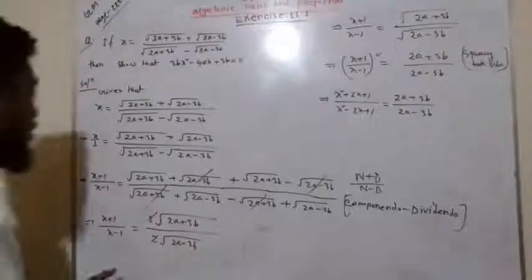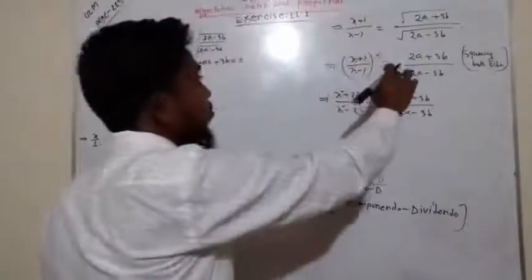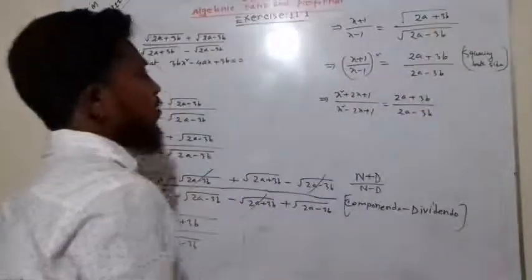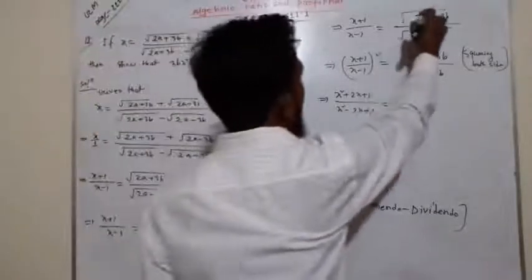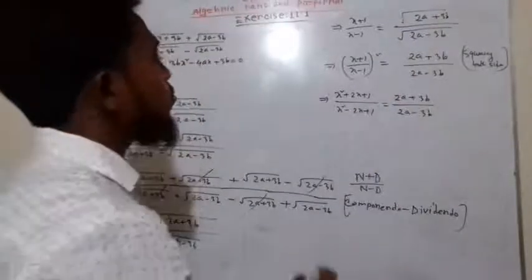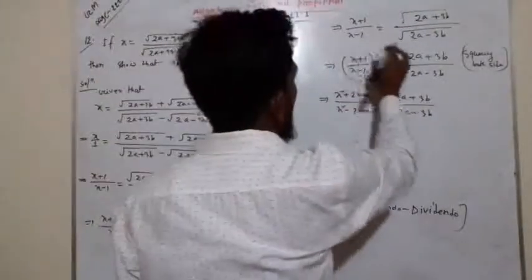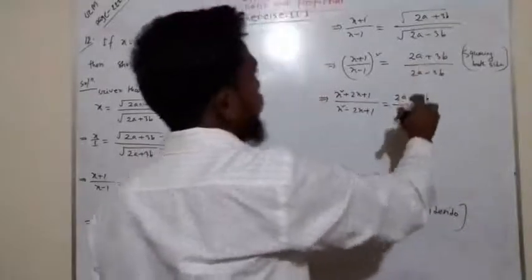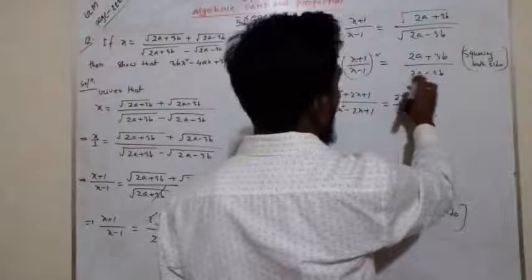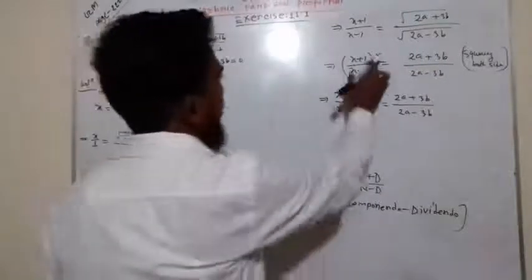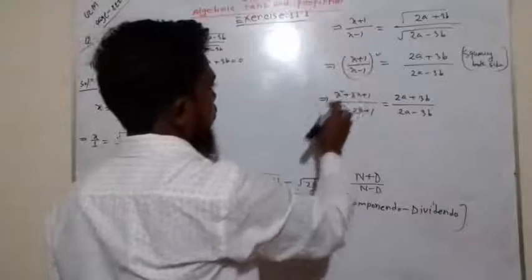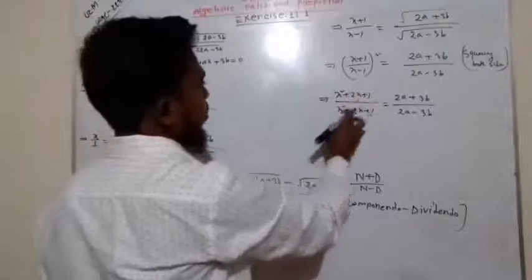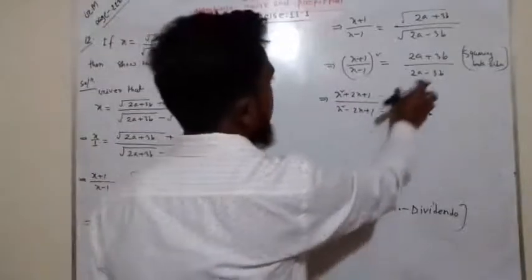So we can write (x + 1) divided by (x - 1) equal to root over (2a plus 3b) divided by (2a minus 3b). Now to remove this square root, we square both sides of this equation: ((x + 1) divided by (x - 1)) whole square equals (2a plus 3b) divided by (2a minus 3b). Here using the (a + b) whole square law, x square plus 2x plus 1 divided by x square minus 2x plus 1 equals this.